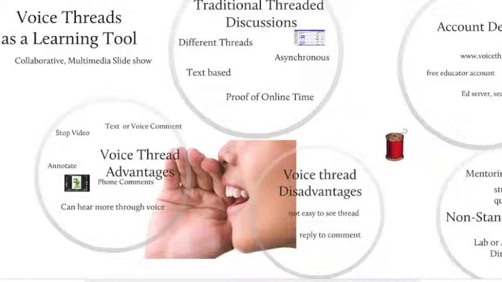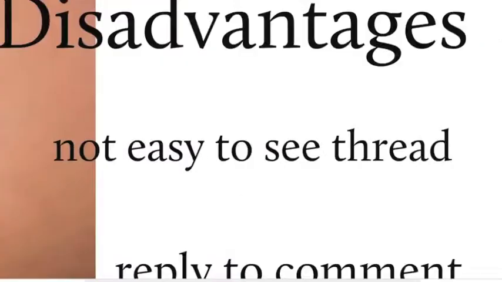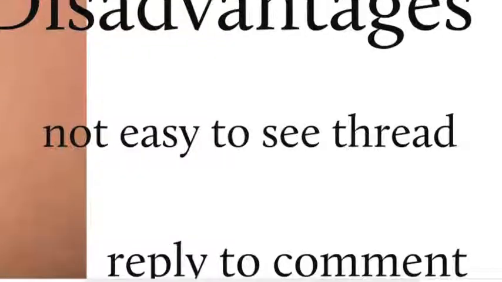Now, voice threads also have some disadvantages. And one of the disadvantages that I find is that it's not easy to see a thread. In that example that I showed you, you notice the people's icons were just around the image. It wasn't easy to see who was responding to whom. So this means that although it's possible to reply to someone else's comment, it's not easily noticeable when you go into the voice thread.